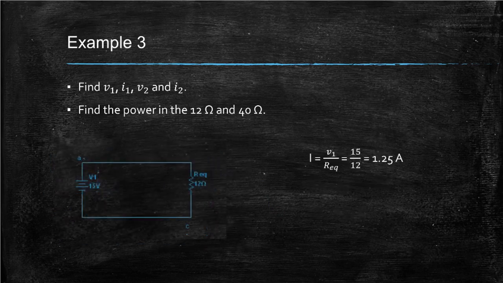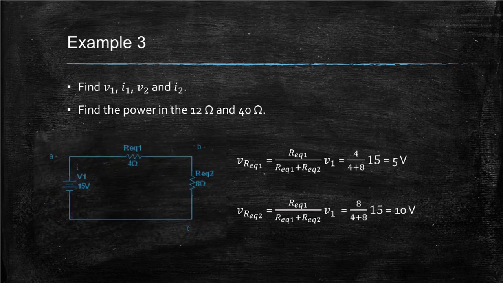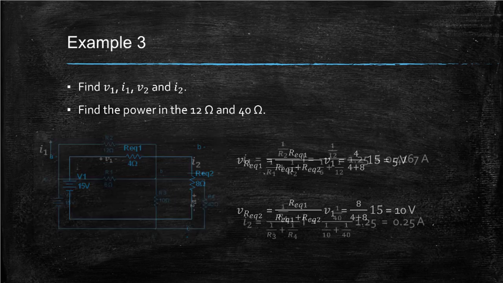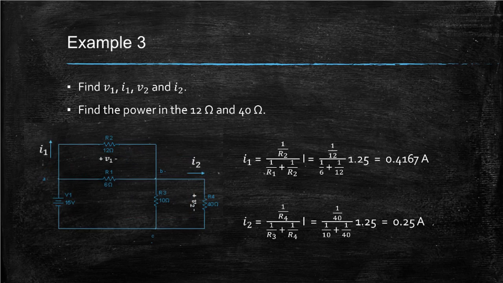Now find the current. We know that 1.25 amps flows through the 15 volts voltage source. It also flows through the 4 and 8 ohms resistors. To find the individual voltages of each resistor, use voltage division. Now we know that the voltage in the 4 ohms resistor is 5 volts.